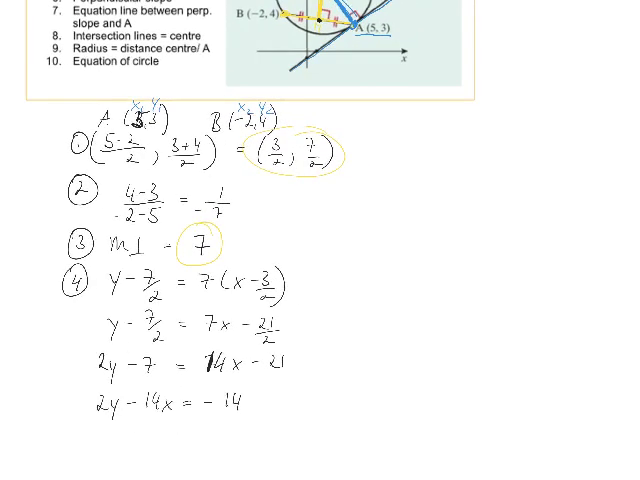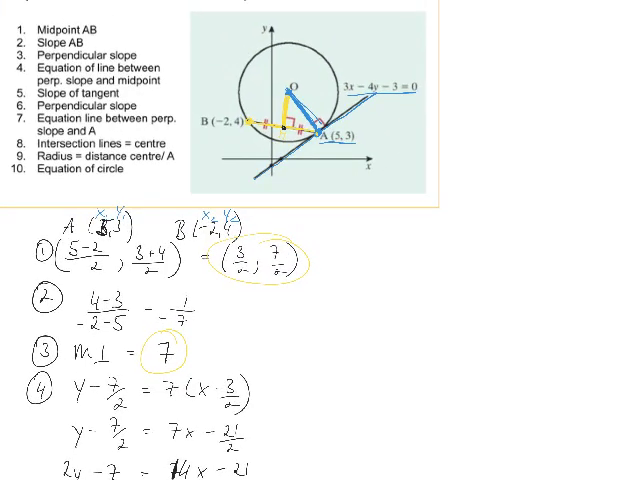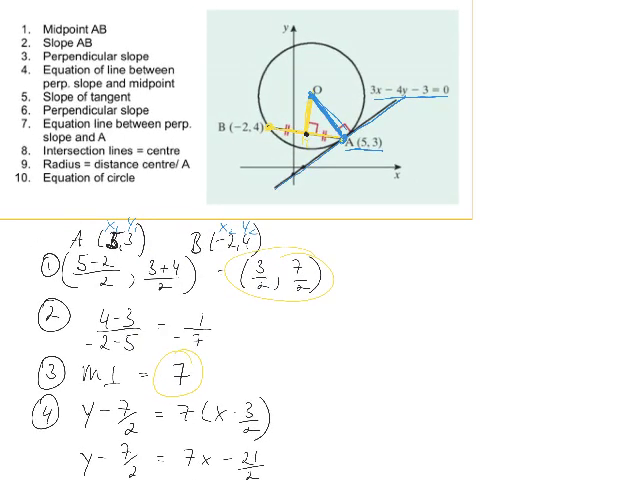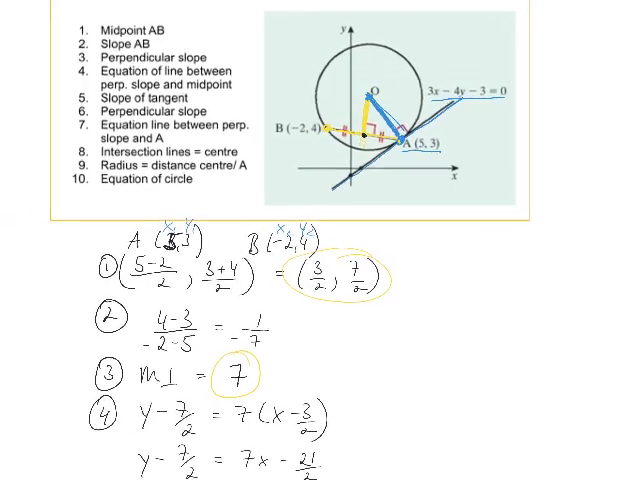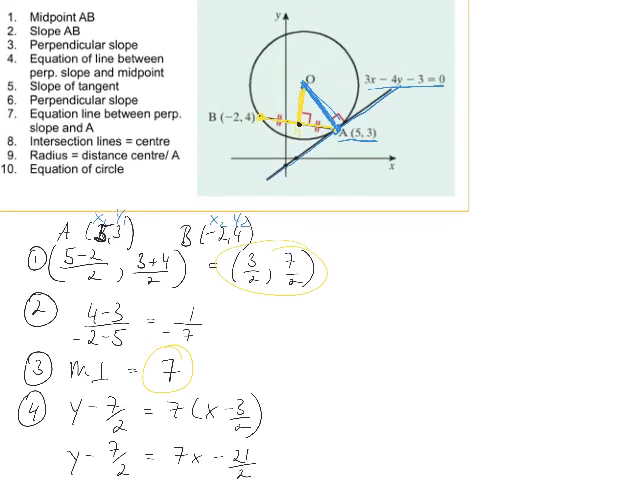Okay, so let's go back. Now I will look at the blue line. For the blue line, I need to find the slope. So we are in part 5 now. I need to find the slope of the tangent. So remember, if I have the tangent in this form, 3x minus 4y minus 3 equals 0, then I have this here as A and this here as B, and the slope is minus A over B.